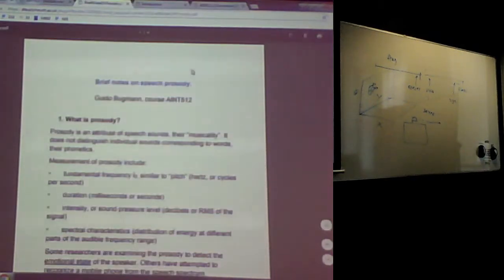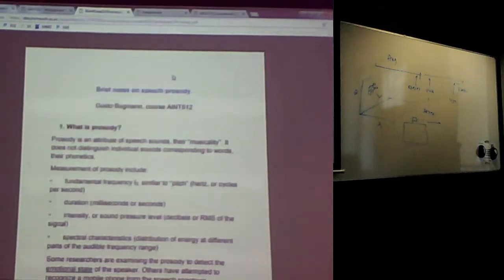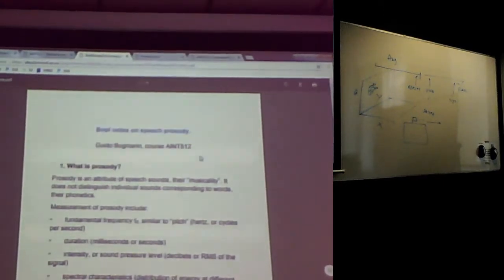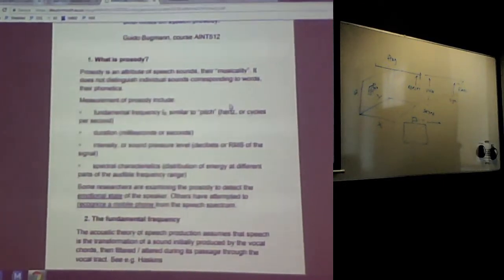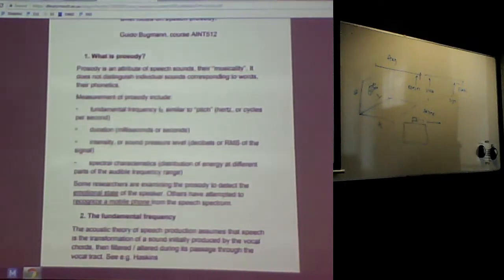I'll say a few words about prosody. You probably have heard it already at least once. So, what's prosody? Prosody is the measurement of the music of the speech. You can measure it through fundamental frequency, the duration, density, spectral characteristics. I'll make this more clear how it works in practice.